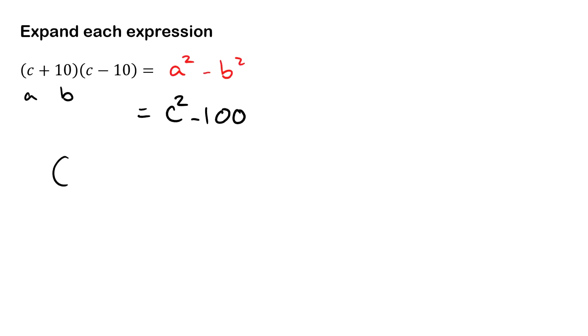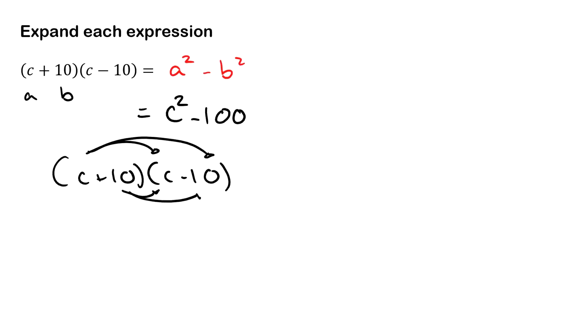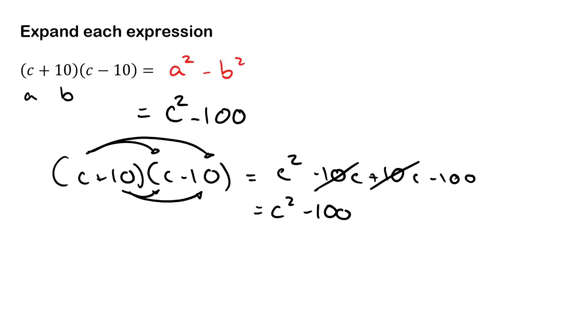Again, alternatively, if you can't remember the formula, you can always use your arrows or your area method, whichever you prefer. I prefer this way. So c times c is c squared. Then we have minus 10c, and we have plus 10c, and minus 100. They cancel out, so we're left with c squared minus 100, which is what the formula got us.